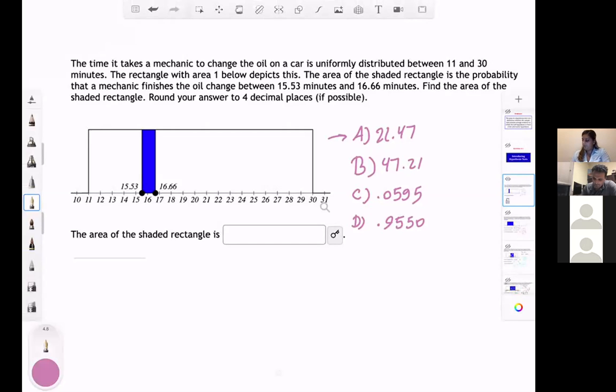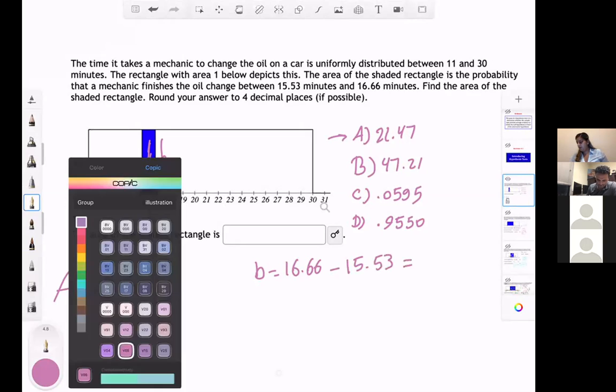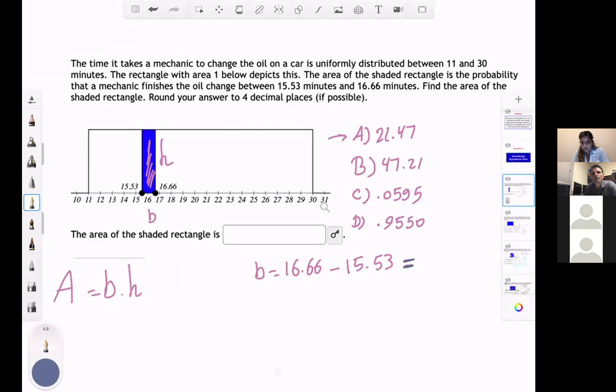So we are looking for this area, okay? We need to have the base and we have to have a height. Base multiplied by height gives us the area of the blue. The base equals 16.66 minus 15.53. What is this if we subtract? 1.13. I agree. Very good. So the base is 1.13.